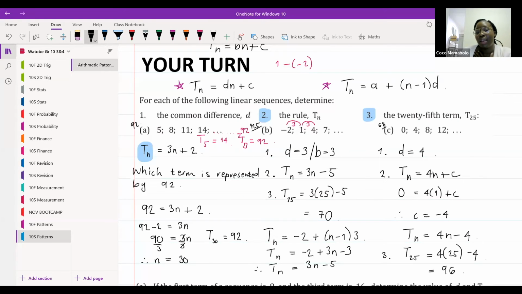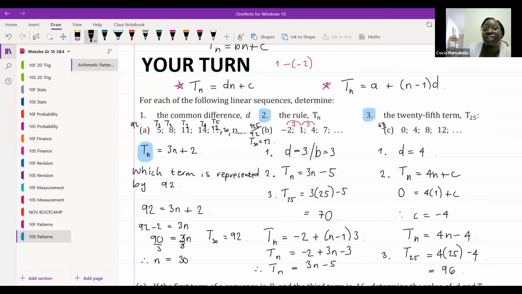Am I making sense? So if we kept going with the sequence, if we added more numbers and we went 17, 20, 23, all the way up until 92. Remember, this is the first term, T1. This is the second term, T2, T3, T4, T5, and so on and so forth. If we kept going, we're going to find that T30 is equal to 92.